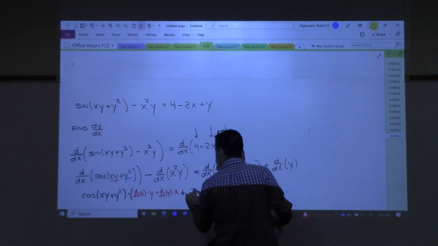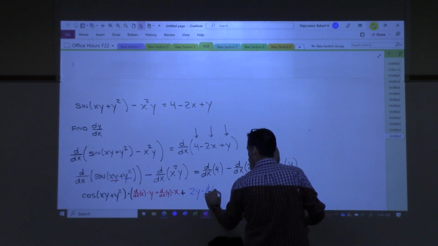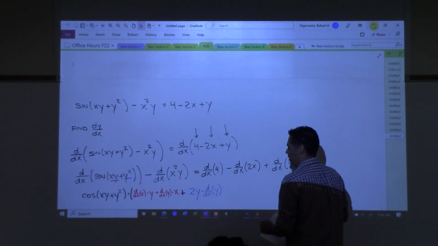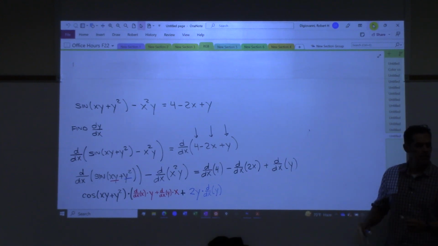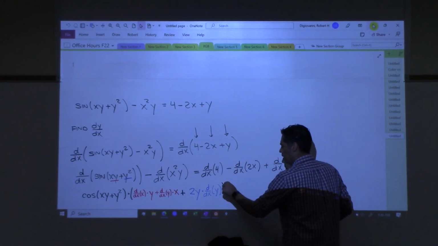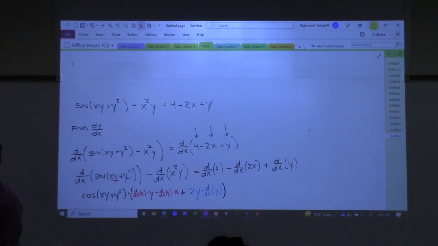2y, power rule. And then times d with respect to x of y. What do y'all think? Does that look okay? Do you see any mistakes? Does that look all right to everyone? Does anyone have a question on where any of those pieces came from?